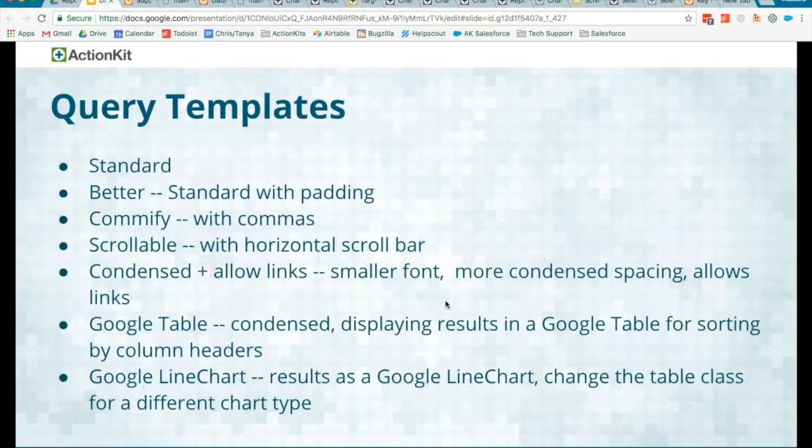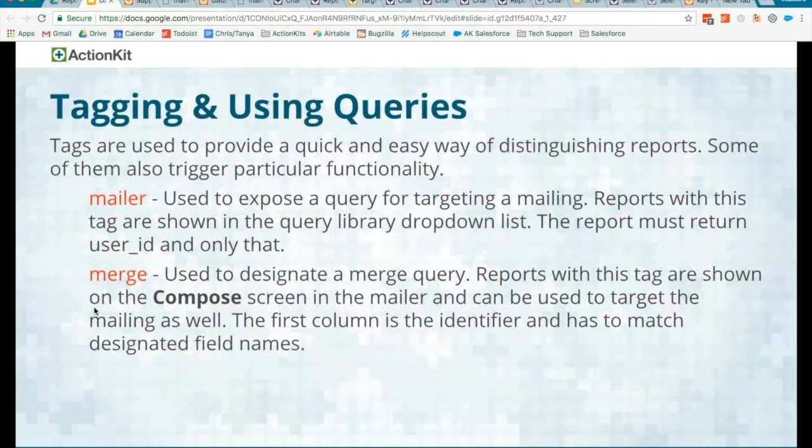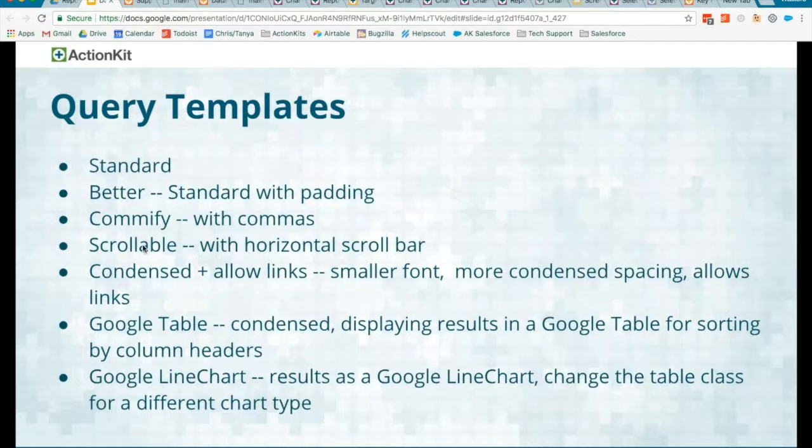We also have a variety of different query templates, and I'm going to talk about these a little bit more when we talk about dashboards. But so you're aware, there are different query types. Two that can be especially helpful are scrollable. So if you have a really, really wide report, a report with many, many columns, you can add a horizontal scroll bar in. And then the Google table report type lets you sort, change which columns are sorted and whether they're sorted ascending, descending, or how they're handled.